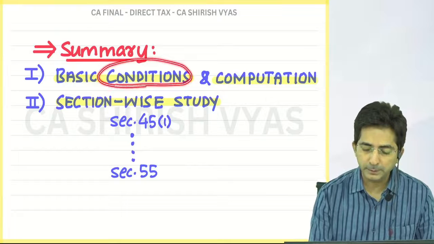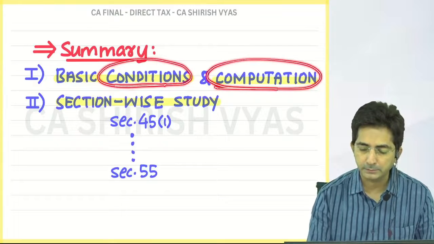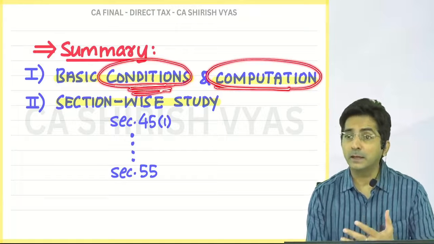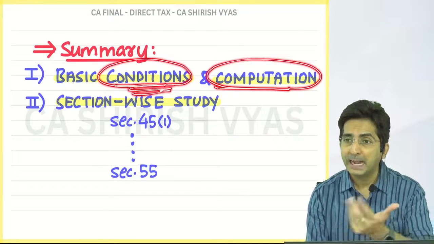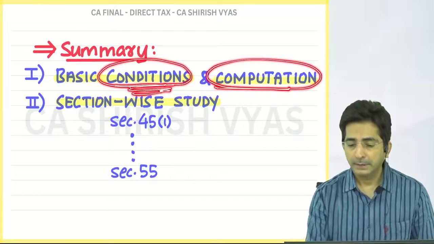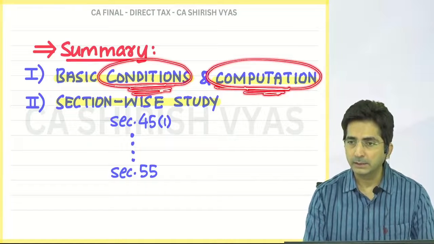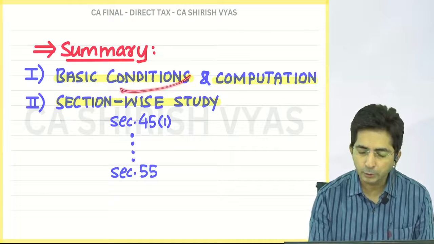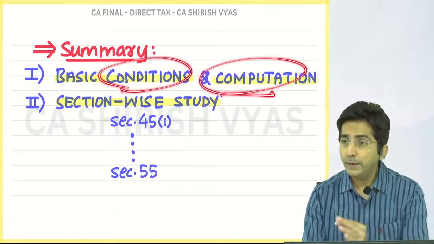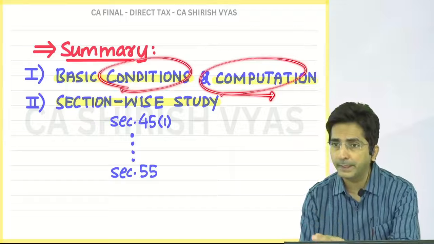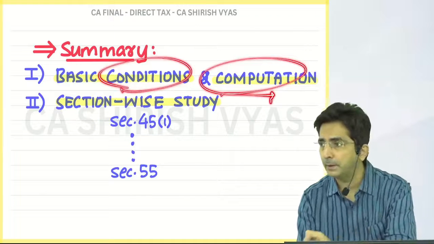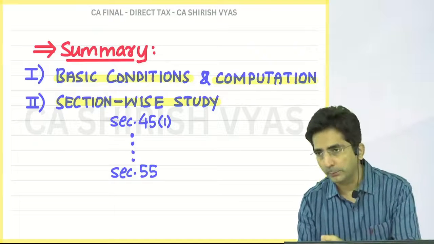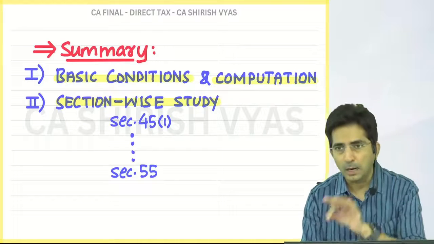What do you mean by this basic condition and computation? Condition means what? What are the conditions for calculating capital gains? And computation means what is the method of computation? In short, basically you have to study two things here: when to compute capital gain, and how to compute capital gain. Learn this by heart. When to compute, how to compute.